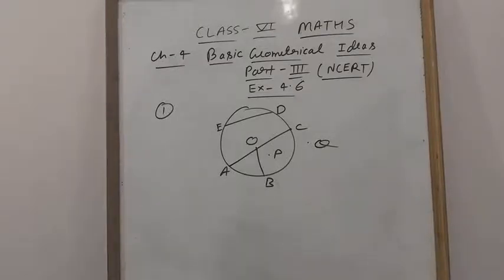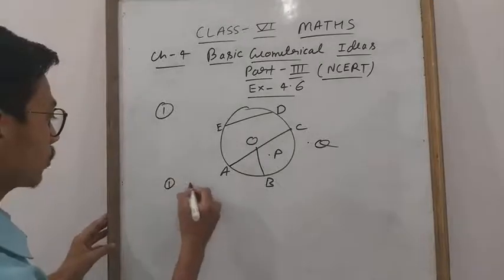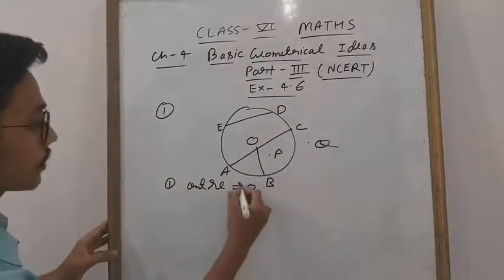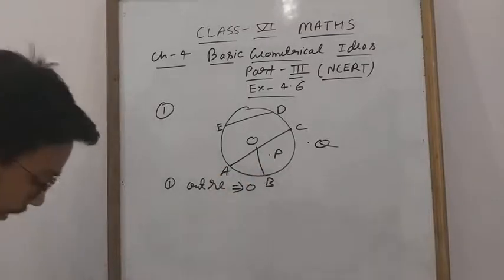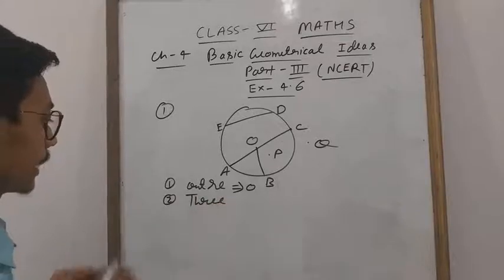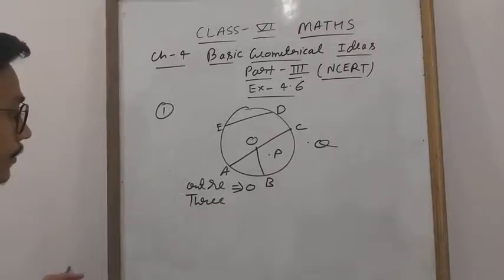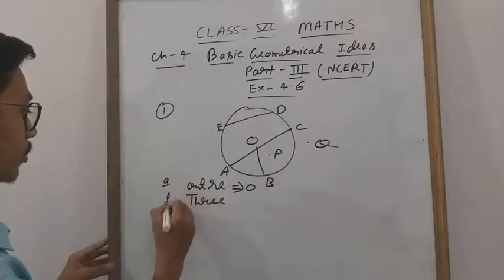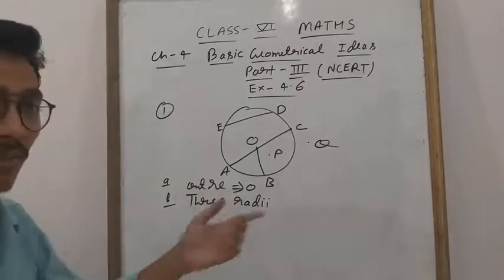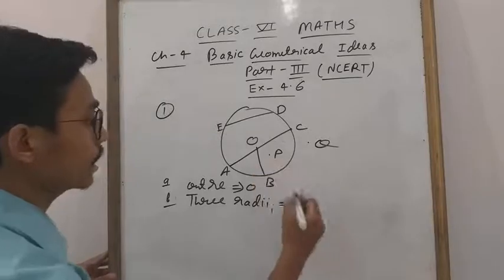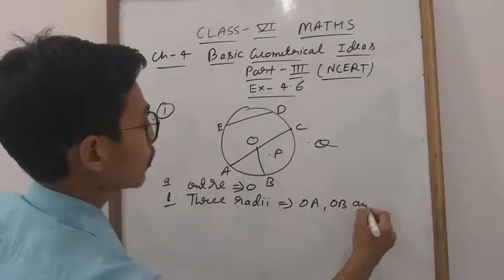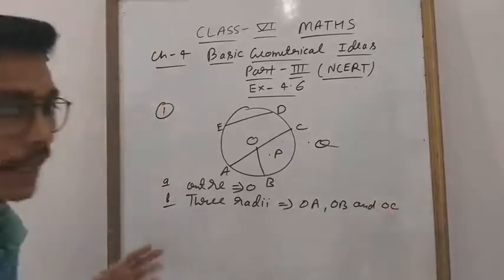Okay, what is given, student? The center of the circle. Everyone knows that the center is a constant point. So the center is O, a fixed point. Next, 3 radii are given. Radii mean a constant distance from the center. So what can you write down for the 3 radii? You can write down OA, OB, and OC.